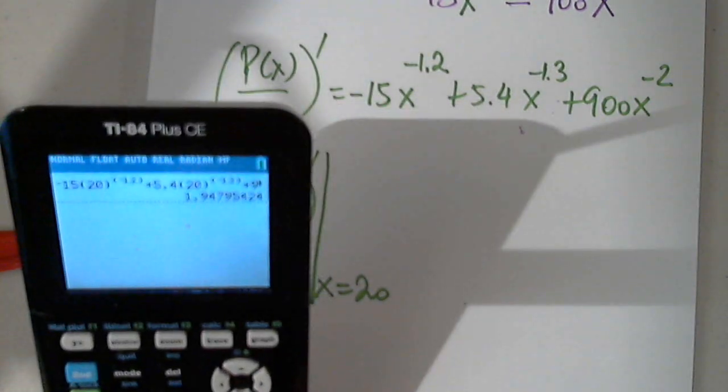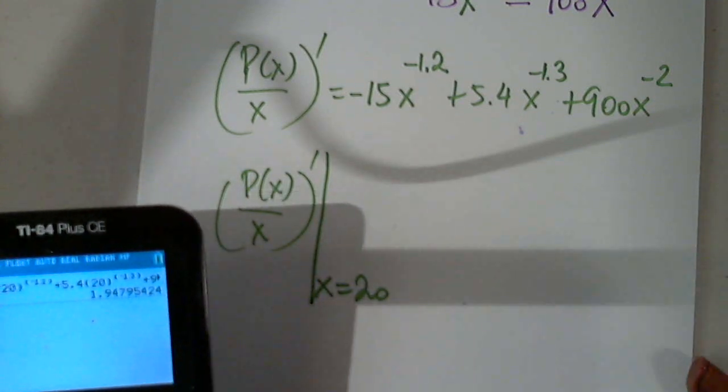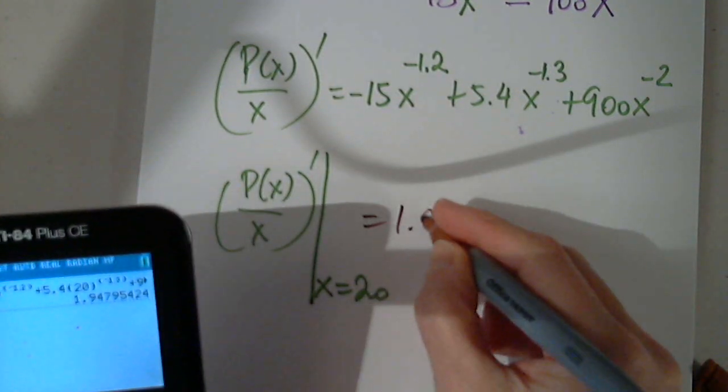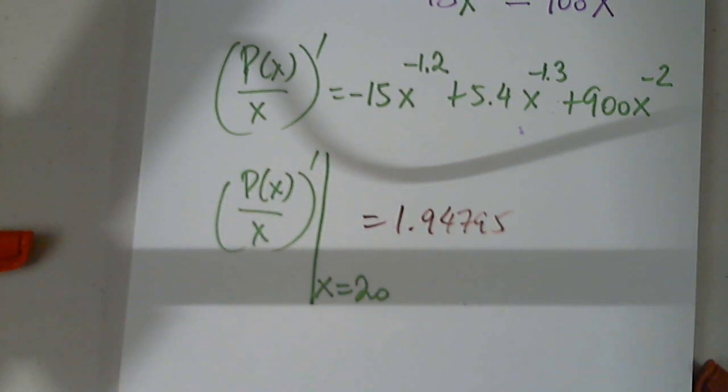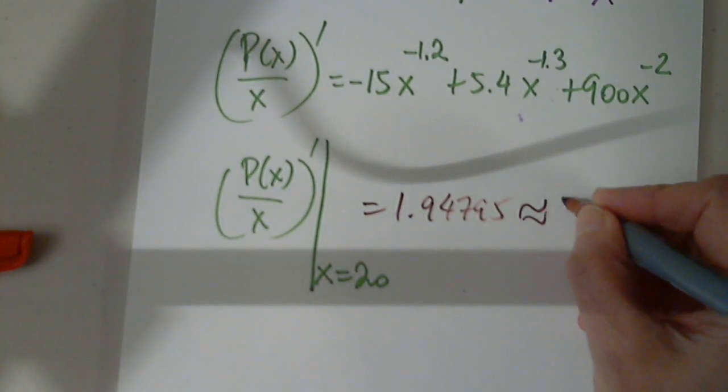1.947, blah blah blah, 1.94795. So if they want us just 2 decimal digits, we can use 2 decimal digits. If they want us more, then we can use more. But what I need, however, is the measurement unit. So what is the measurement unit? We're talking about money, so I'm going to say approximately 1.95.